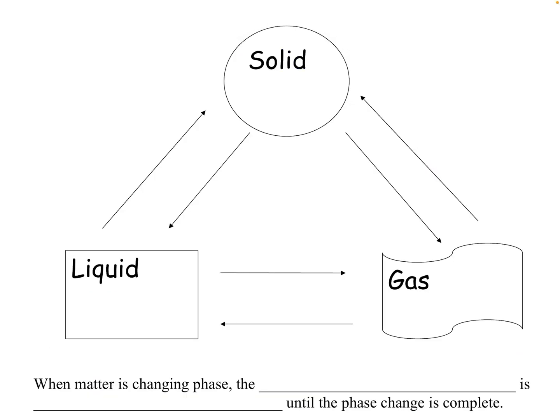So we have this diagram. It's towards the back of your notes. I don't know exactly what page, but it's towards the back. So if we have a solid up top, liquid to the side left, and gas to the side right. If we go from a solid to a liquid, that's called melting. If we go from a liquid to a gas, that's called boiling. Sometimes it's called vaporization.